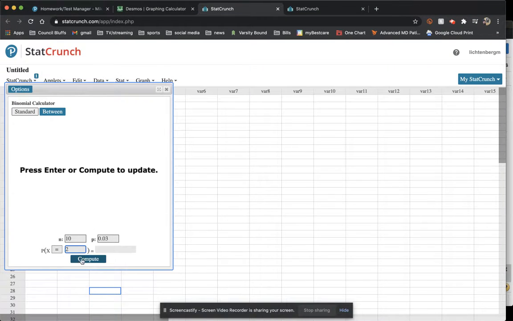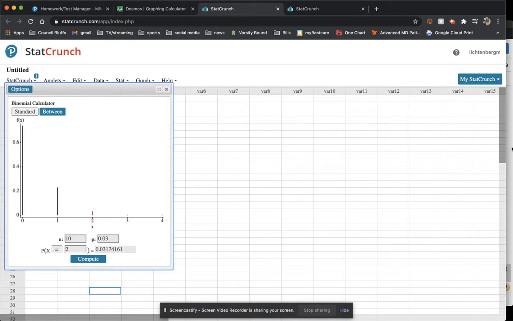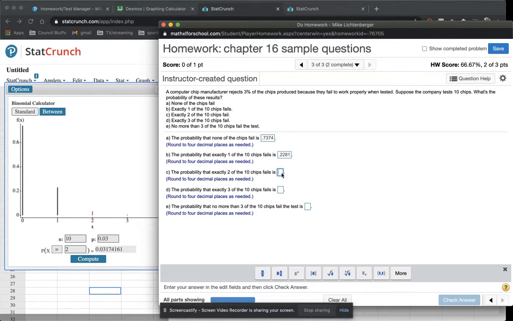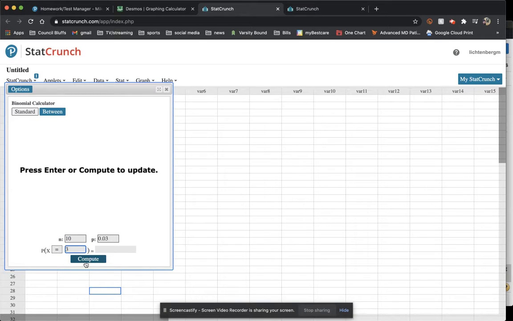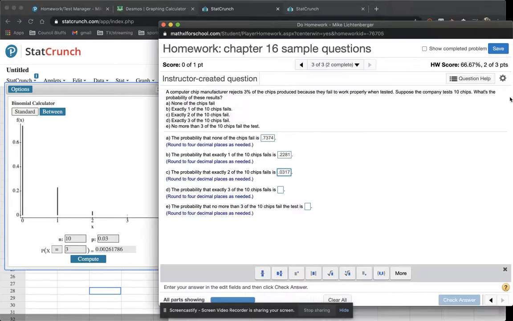Exactly 2, okay, is going to be 0.0317. Exactly 3, okay, so change that to a 3, is going to be 0.0026. And then the last one, the probability that no more than 3 of the 10 chips fail the test.